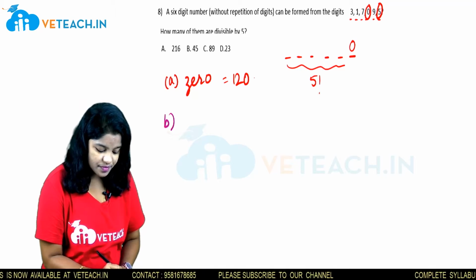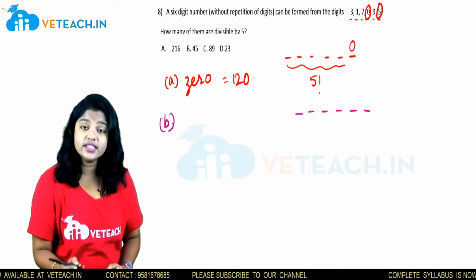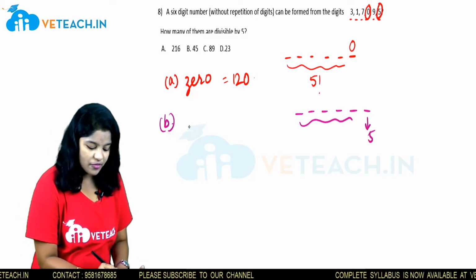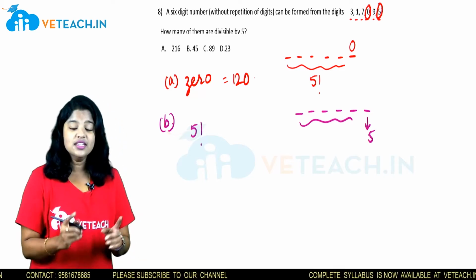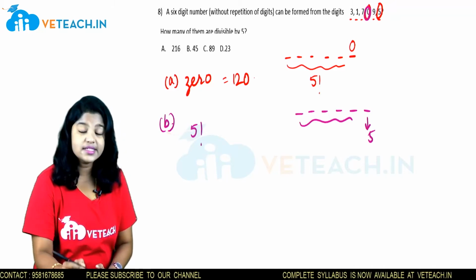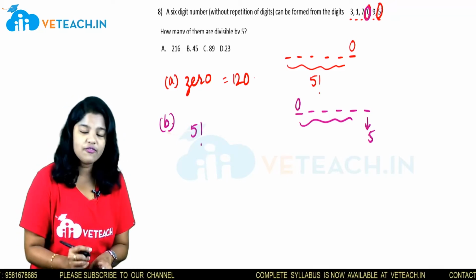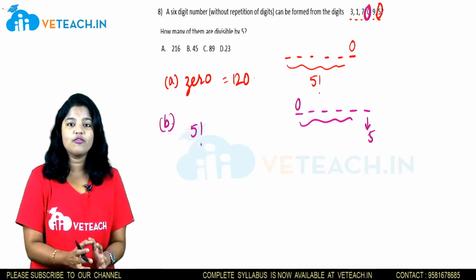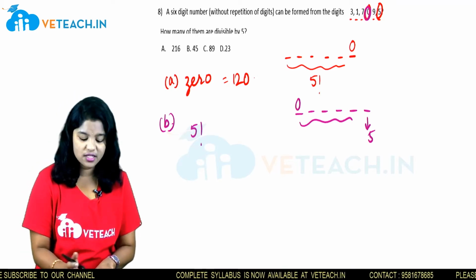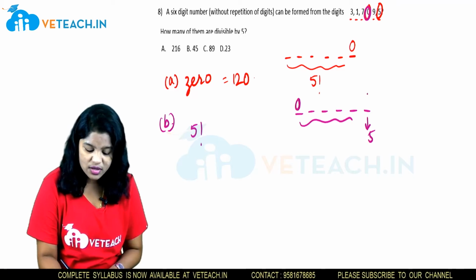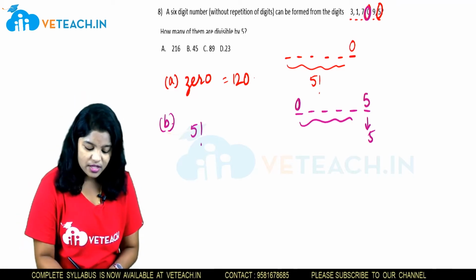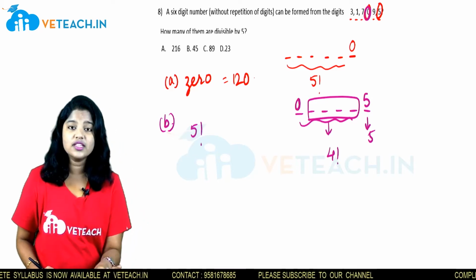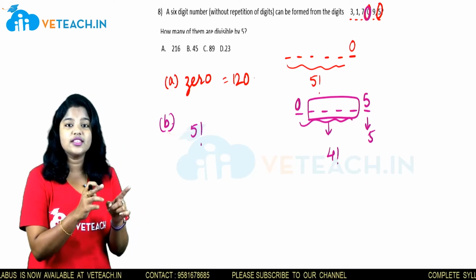Next condition, when the last digit is filled with 5, remaining 5 places are there. So it can be filled in 5 factorial ways, but we have other numbers including 0 also. So 0 is also filled in the first place in some of these 5 factorial ways. So we should exclude those ways where 0 is in the first place. Suppose the first place is fixed with 0 and the last place is fixed with 5. So the remaining 4 places are filled in 4 factorial ways. These 4 factorial ways are the numbers where 0 is in the first place.